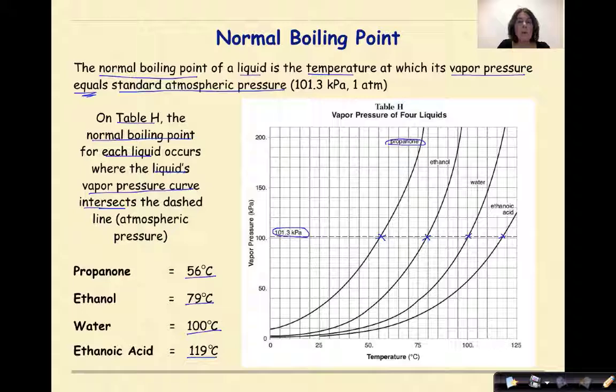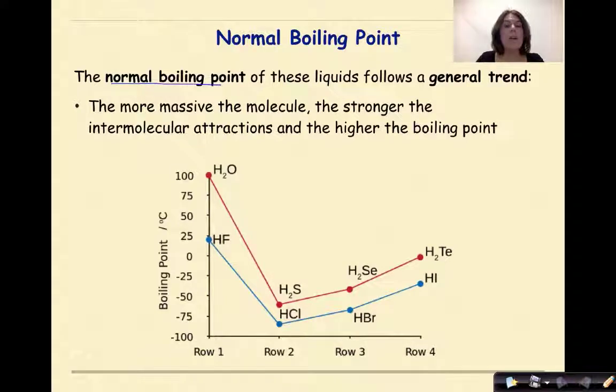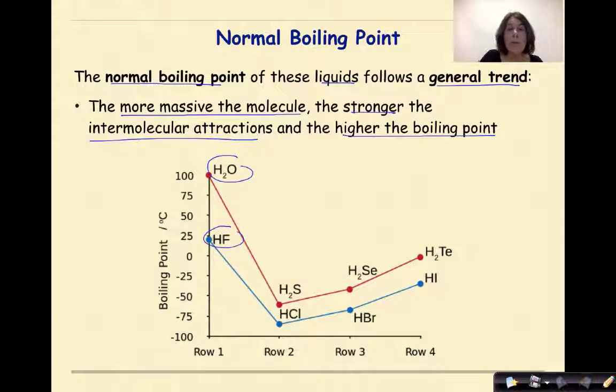Obviously, the greater the intermolecular forces are between these different molecules, the higher the boiling point. The normal boiling point of these liquids follows a general trend. The more massive the molecule, the stronger the intermolecular attractions and the higher the boiling point. Now, this occurs as long as you're within the same intermolecular force. Obviously, water and hydrogen fluoride, they both have hydrogen bonding, so their boiling points are going to be abnormally high.